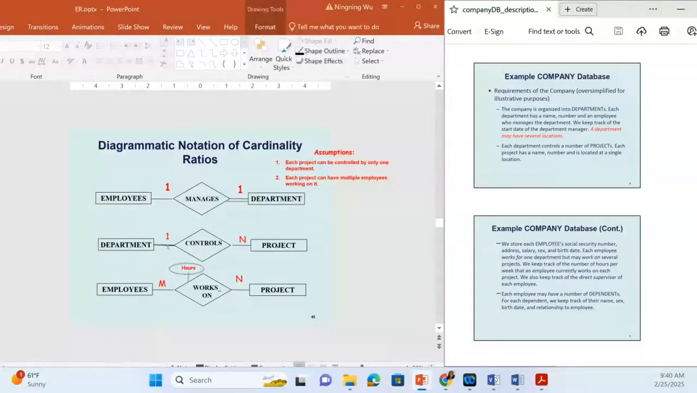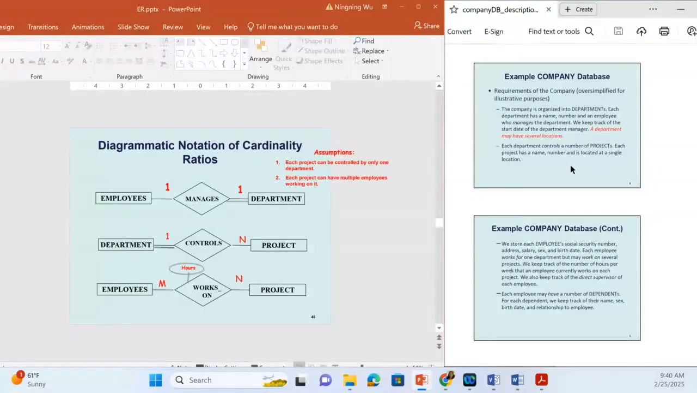So that means a double line on the department side, which means total participation. Then for the project, it says each project has a name, number, and is located at a single location. It didn't tell us that a project must have a department to control it.